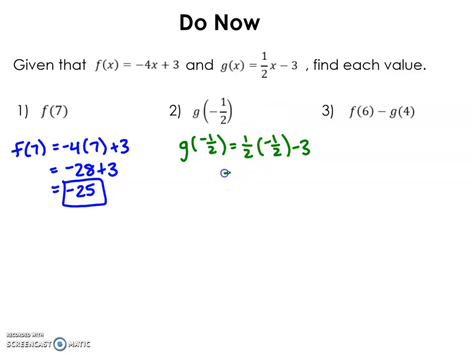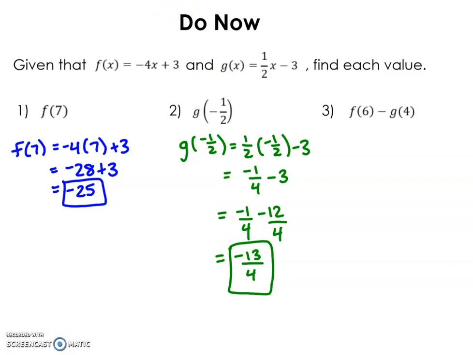1/2 times -1/2 is going to give me -1/4, and then -3. In order to subtract this, I need a common denominator. So 4 would be my common denominator. So right now this 3 has a denominator of 1, so I can multiply it by 4 on the top and bottom. So this will give me 12 over 4. And then now that they have common denominators, I can just combine the numerators together. So this gives me -13 over 4.